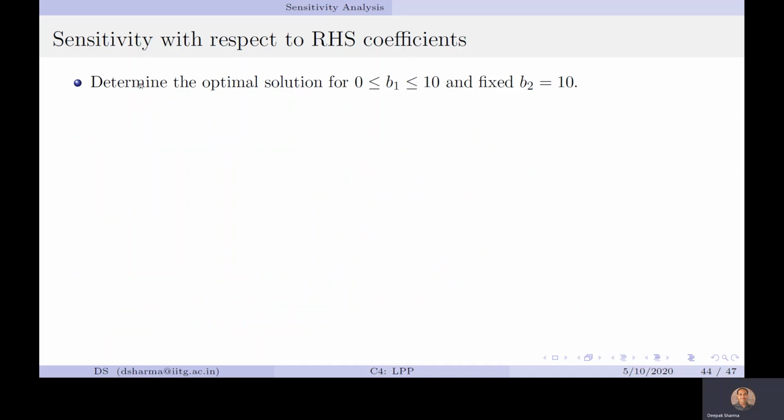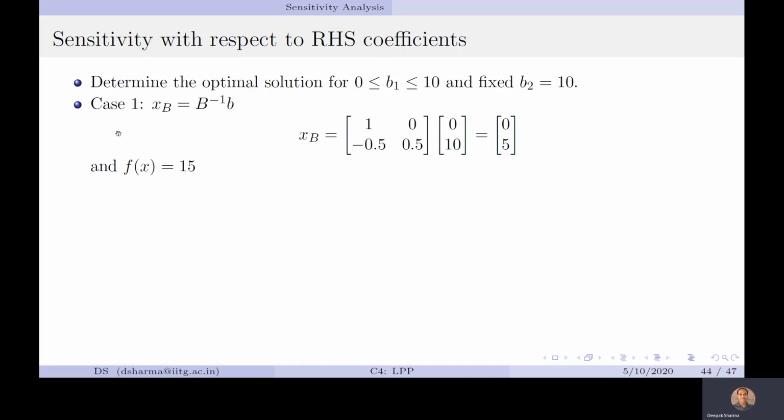Now let us determine, for this particular condition, when you have b1 lying between 0 and 10, and b2 is 10, so there is no change in b2, what will be our optimum solution? So you know that the optimum solution is going to change. How? In case 1, xb is b inverse b. So this formula I can use directly. B inverse we already calculated, and then b we have to write.